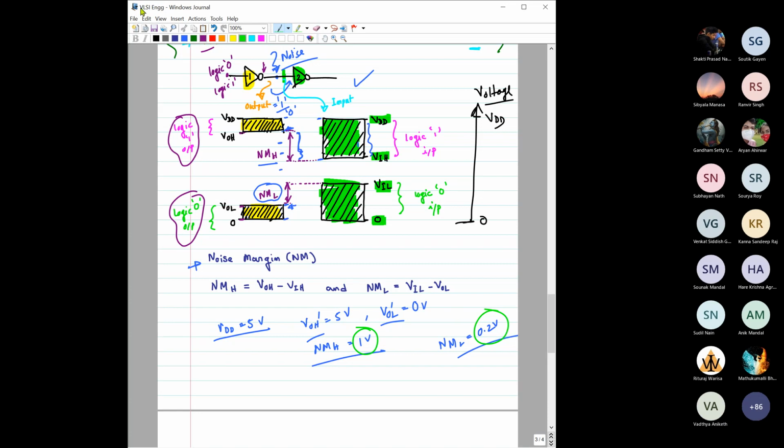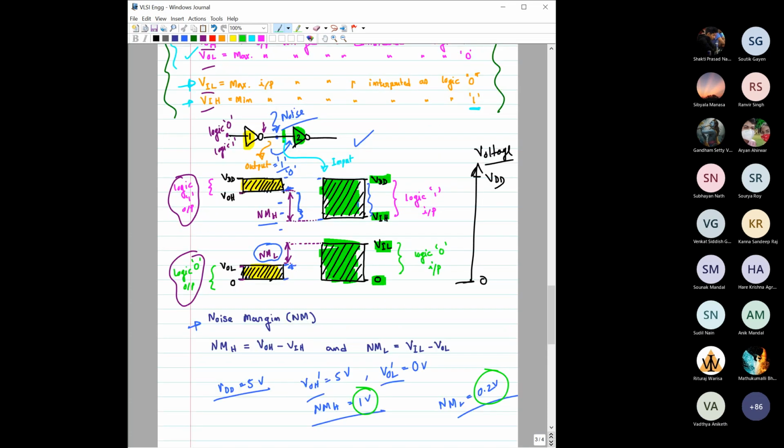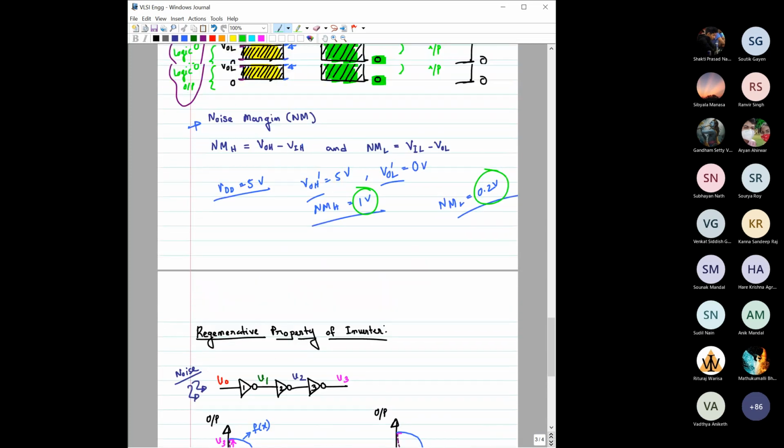Please let me know if you have any question or doubt here. So what would happen for a pair of inverters if VOH is less than VIH? You are saying the noise margin becomes negative. Yes, sir. If the noise margin is negative, then definitely it will cause something else. So that probably we'll see in the next page.